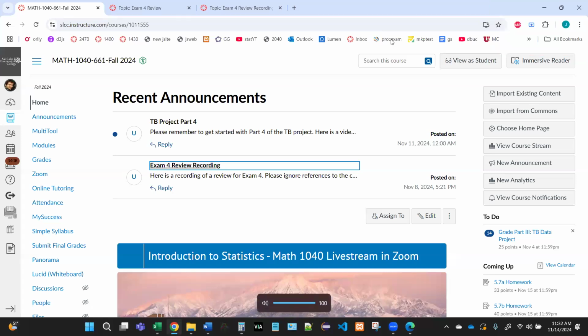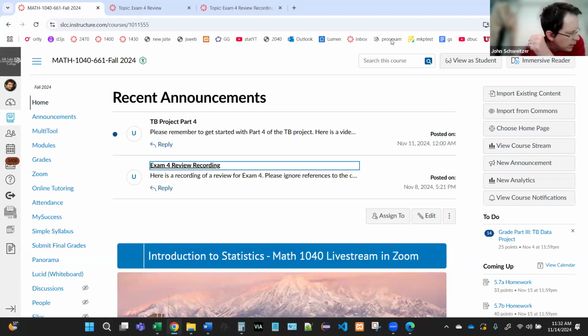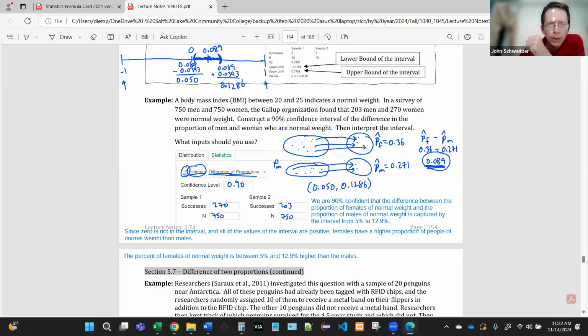Can we just do a brief summary of what we went over in the beginning of 5.7 last class? Sure. Yeah. So let's just scroll through the notes for a little bit.